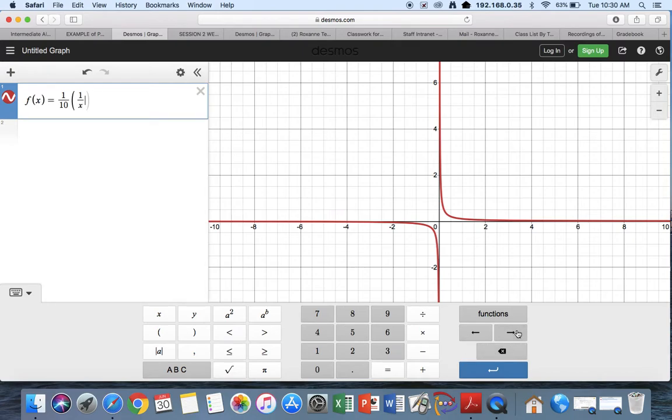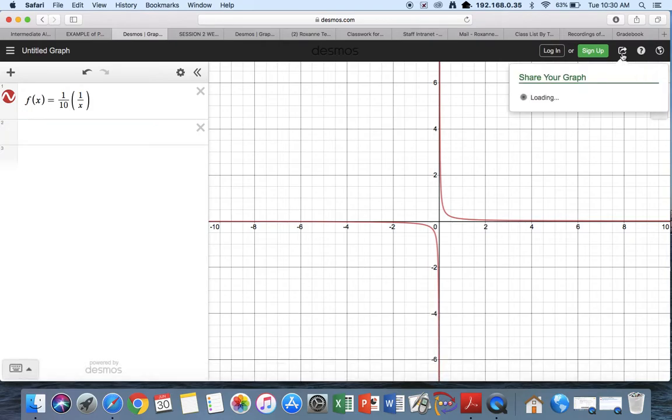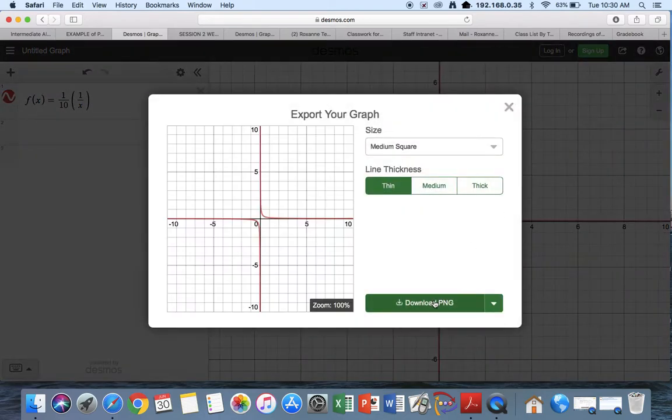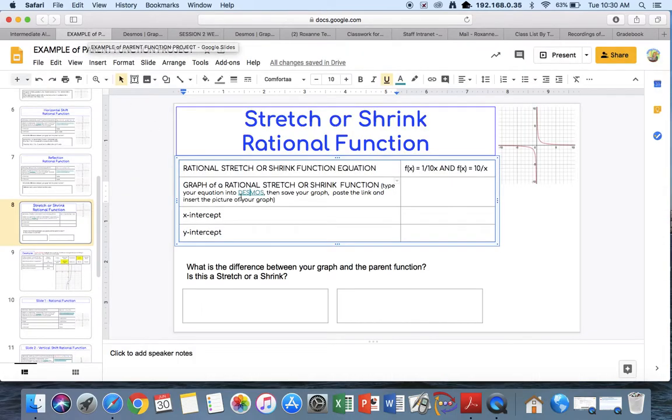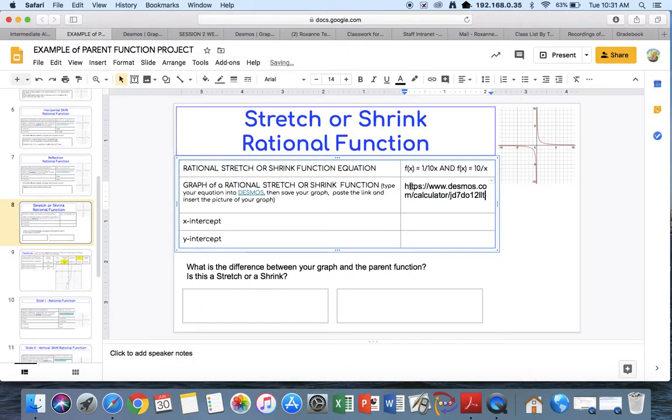All right, let's go back over. Okay, so it's given us that there. So this is the first one. Once again, I want to export that picture and click on the link. So I'm going to copy my link, export my image, and download it. All right, so let's go back to our page, and I'm going to paste in my link.